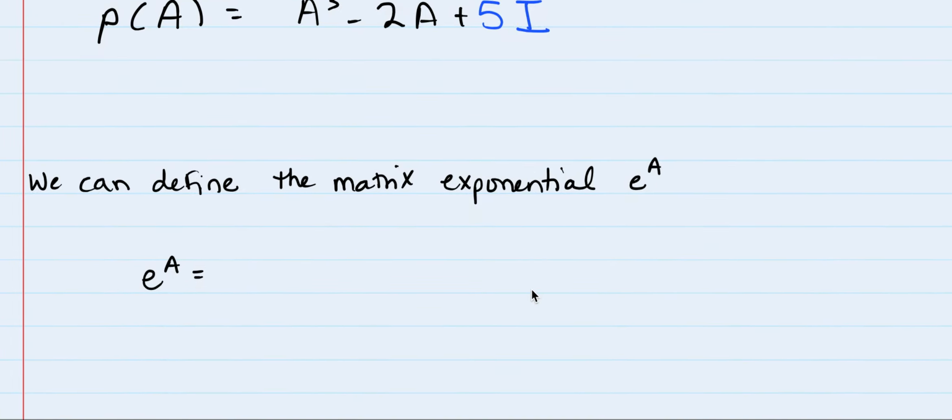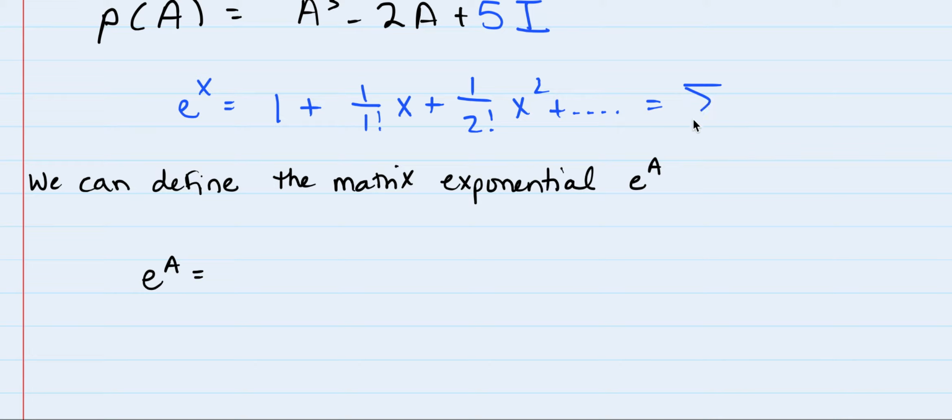So we know that the exponential e to the power x can be written as a polynomial. This is 1 plus 1 over 1 factorial times x plus 1 over 2 factorial x squared, and so on. So you can write this in summation notation. This is i equal to 0 to infinity of 1 over i factorial x to the i. That's the definition of e to the x.